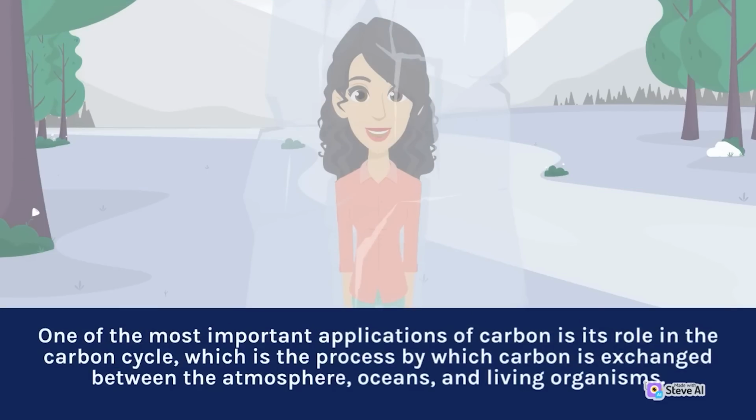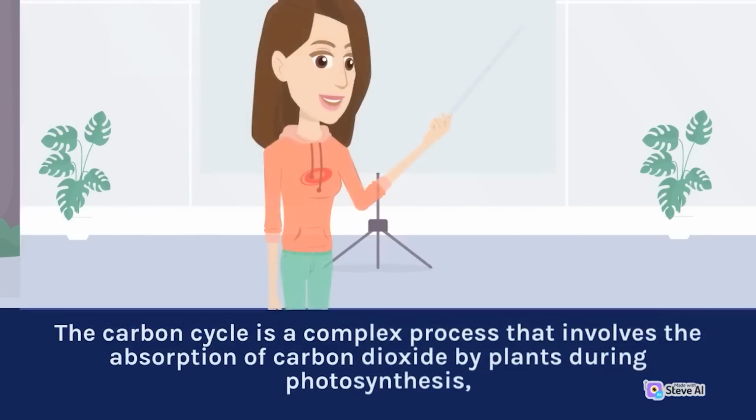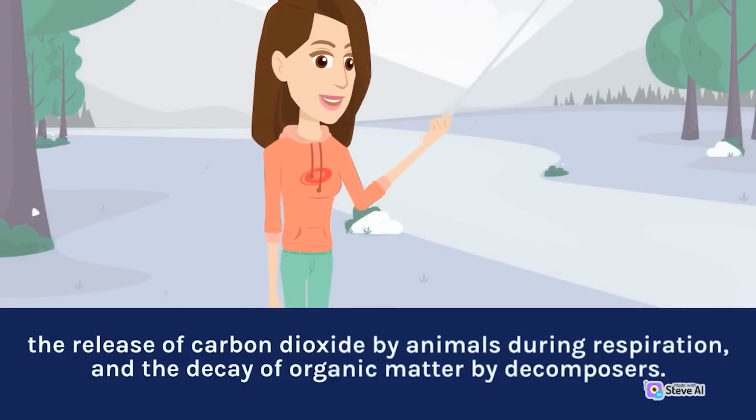One of the most important applications of carbon is its role in the carbon cycle, which is the process by which carbon is exchanged between the atmosphere, oceans, and living organisms. The carbon cycle is a complex process that involves the absorption of carbon dioxide by plants during photosynthesis, the release of carbon dioxide by animals during respiration, and the decay of organic matter by decomposers.